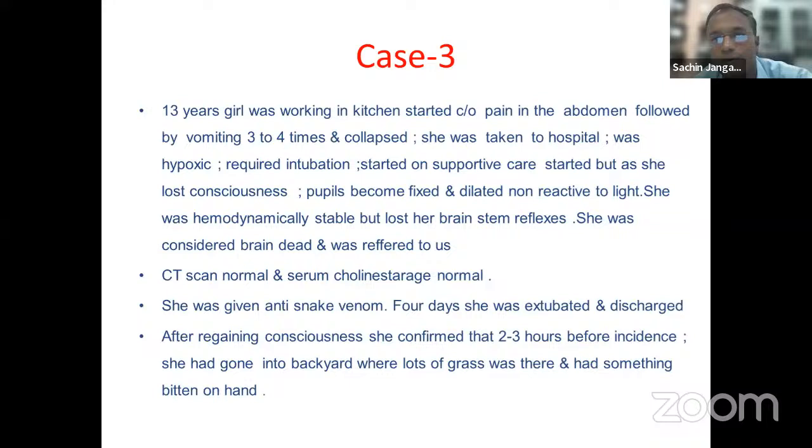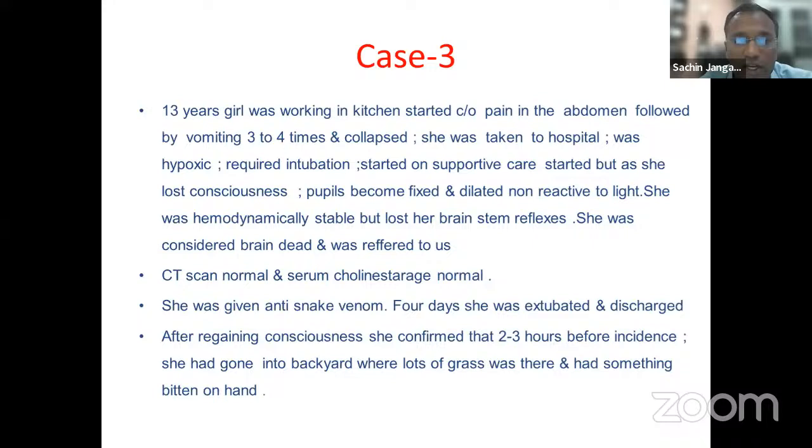But she had lost consciousness. Pupils became fixed, dilated, non-reactive to light. She was hemodynamically stable, but had lost all her brainstem reflexes. So she was considered brain dead and referred to us. Her CT scan was normal. Serum cholinesterase level was normal. She was given anti-snake venom, as there was no preceding history which could explain the coma, and they were from a rural area. 4 days after, we could extubate her and she was discharged.